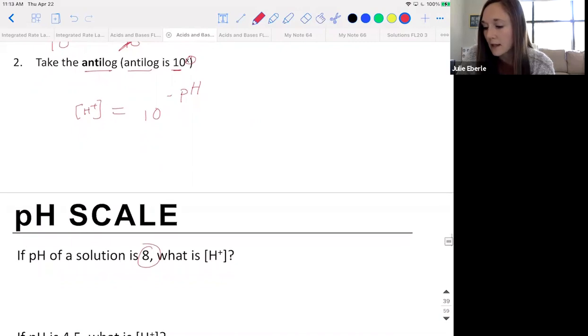So you say, okay, 10 to the negative pH, which is 8, which equals 1 times 10 to the negative 8, all right? And that is my concentration of H plus, and that's units of molarity.